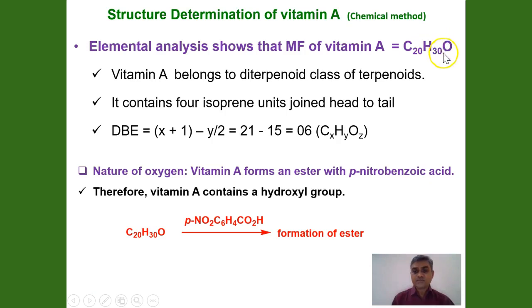It contains only one oxygen, and for that this experiment was performed. Vitamin A was treated with para-nitrobenzoic acid. The reaction of para-nitrobenzoic acid with vitamin A results in the formation of an ester. Formation of an ester by reaction of an acid with an alcohol is a characteristic reaction. So formation of an ester is possible only when we assume vitamin A is an alcohol. This is a basic idea, and on the basis of that one can assume that the oxygen present in vitamin A may be a hydroxyl group. So the one oxygen present in vitamin A is of alcoholic type.